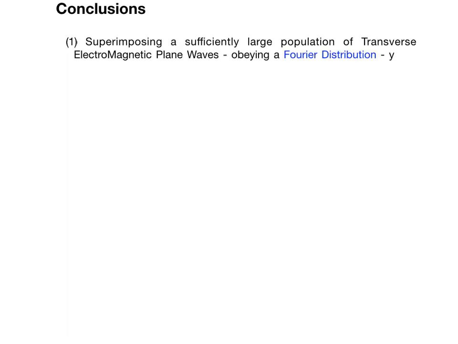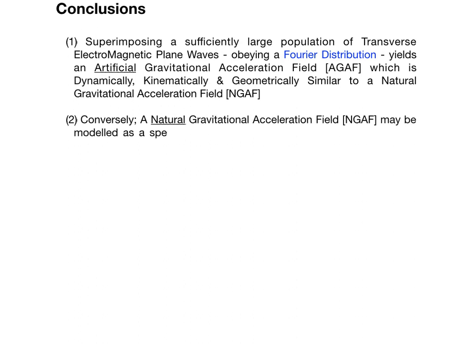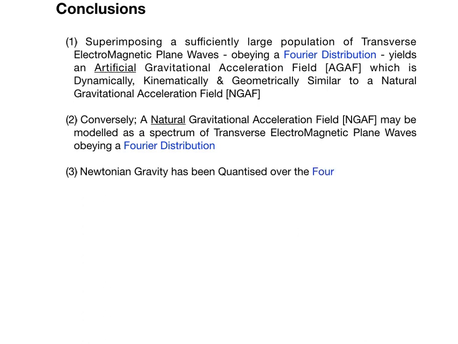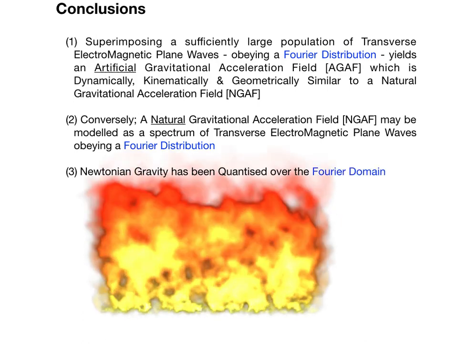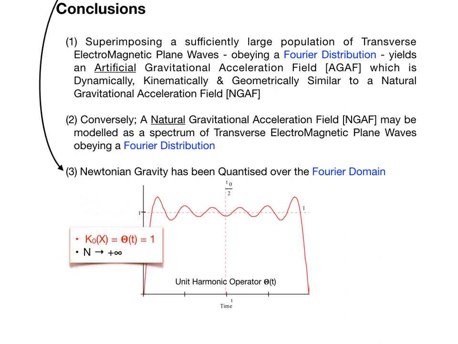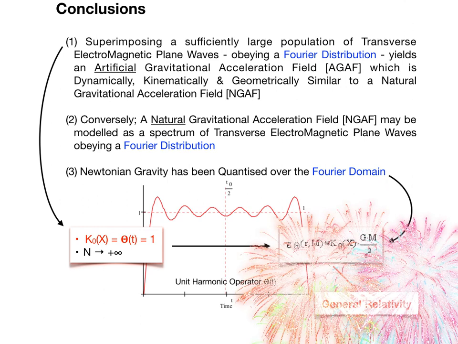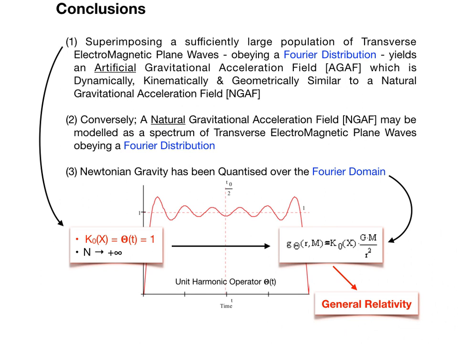1. Superimposing a sufficiently large population of transverse electromagnetic plane waves, obeying a Fourier distribution, yields an artificial gravitational acceleration field which is dynamically, kinematically and geometrically similar to a natural gravitational acceleration field. 2. A natural gravitational acceleration field may be modeled as a spectrum of transverse electromagnetic plane waves obeying a Fourier distribution. 3. Newtonian gravity has been quantized over the Fourier domain.